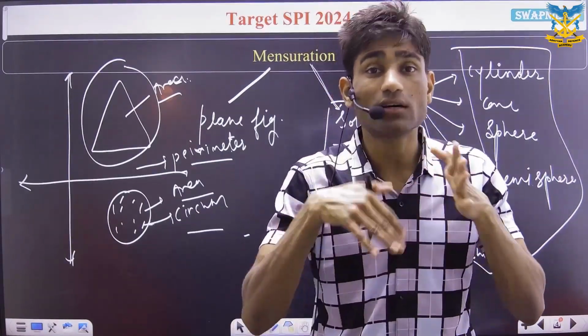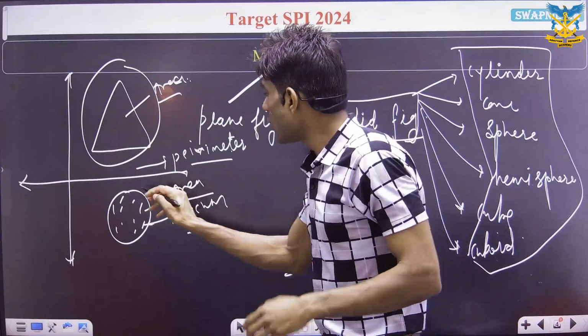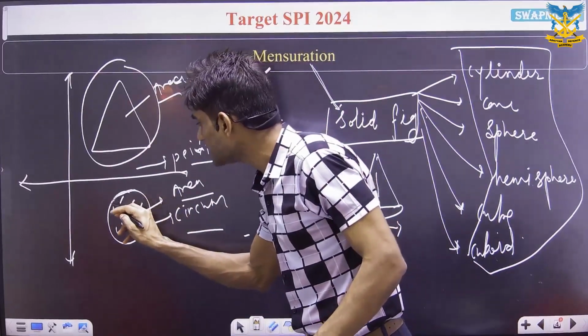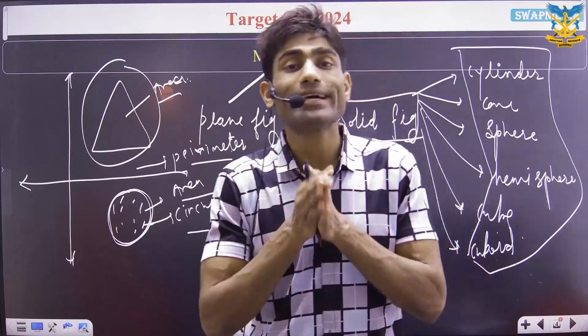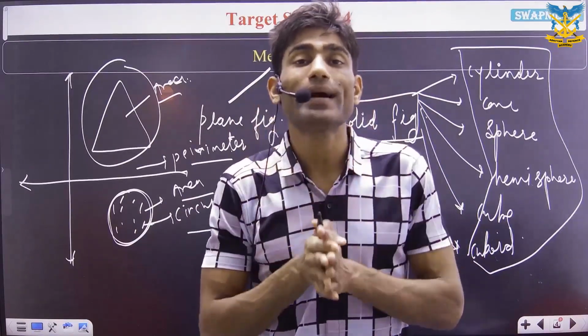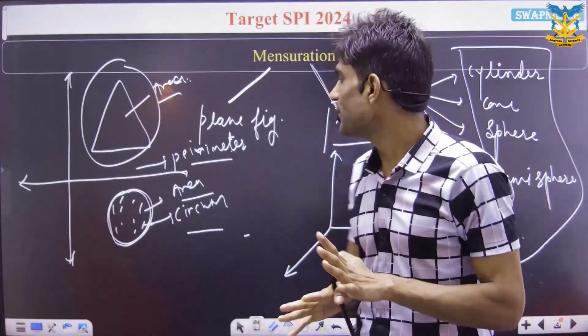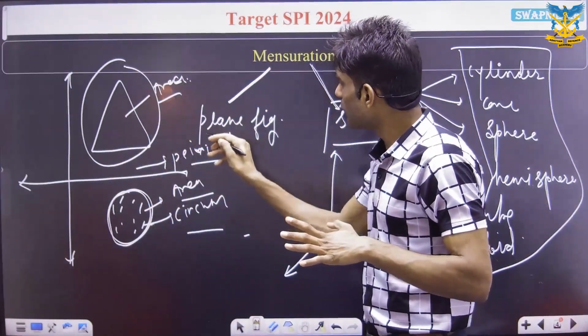And the circumference of a circle means only the boundary line. Here we can see only the boundary line. That boundary line we consider as the circumference of our circle. So that's it for the plane figure.